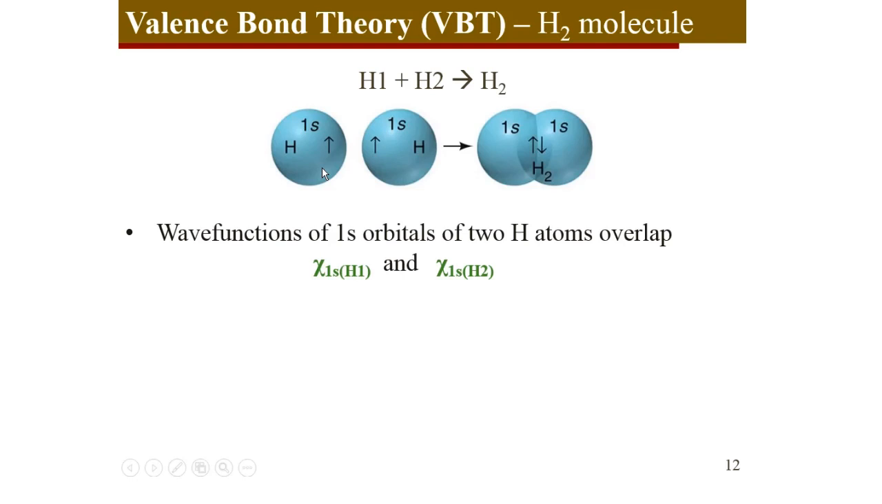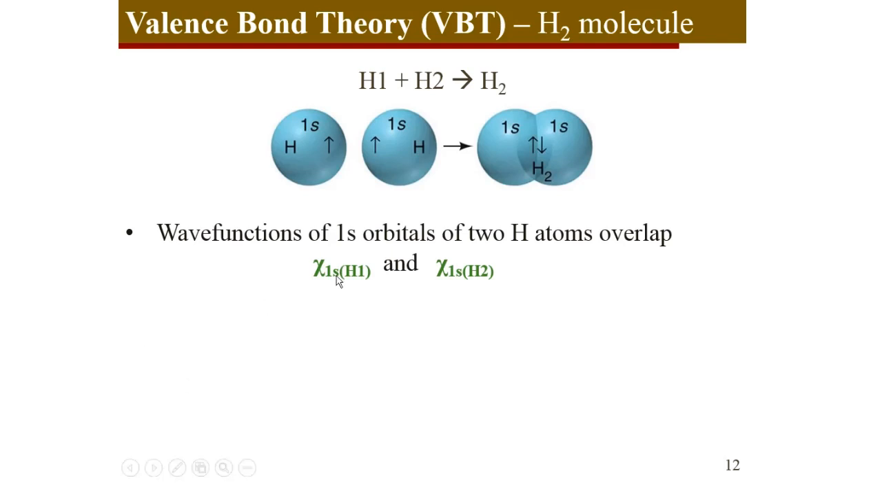And what happens exactly when the two atoms combine to form the molecule is, according to valence bond theory, the 1s orbital holding the unpaired electron of the first hydrogen overlaps with the 1s orbital holding the unpaired electron in the second hydrogen. They overlap each other to get a new wave function. That is, the wave functions corresponding to the orbitals are overlapping.